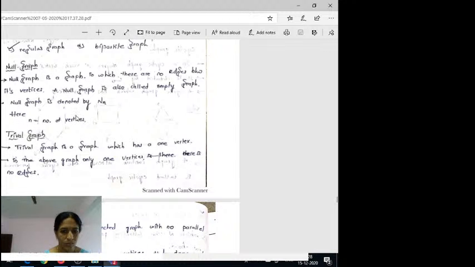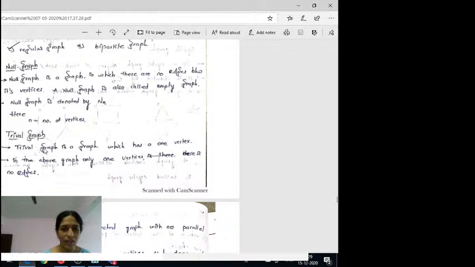Okay. So now the null graph is a graph in which there are no edges between its vertices. That means suppose some graph is there like A, B, C. In that there is no edge between A to B as well as A to C. There are no edges, only vertices are there. In that case the graph is called a null graph.